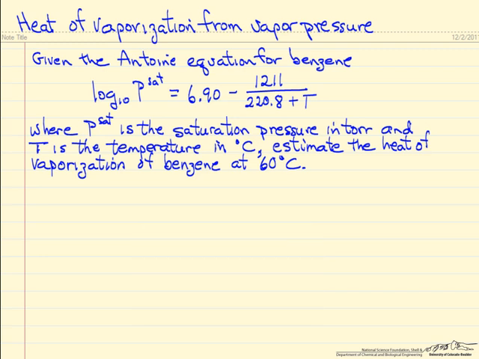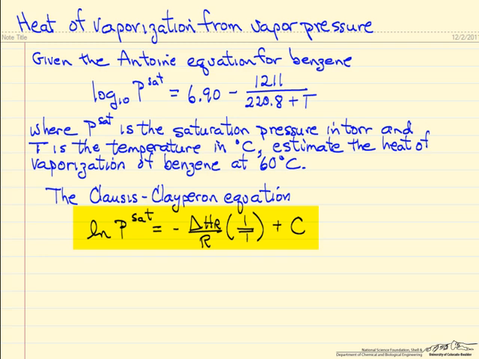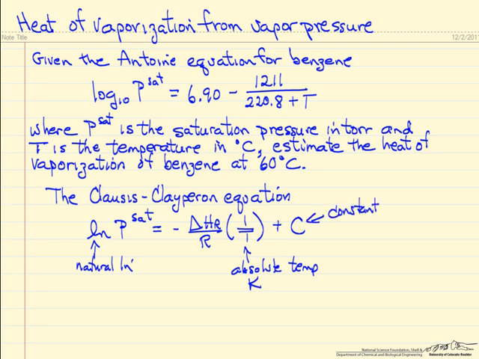So what we're going to do is take advantage of the Clausius-Clapeyron equation, and we want to note a couple things. This is the natural log, whereas the Antoine equation is log base 10. This is absolute temperature, and we'll use Kelvin, and this is a constant. But what we want is essentially the slope of the natural log of the saturation pressure versus the inverse of the absolute temperature, because that plot should be a straight line if delta H is not a function of temperature.